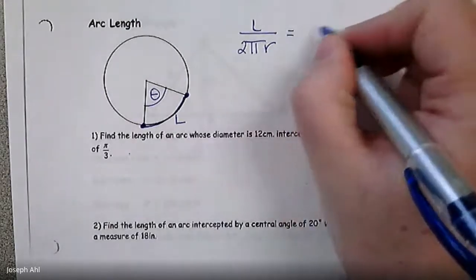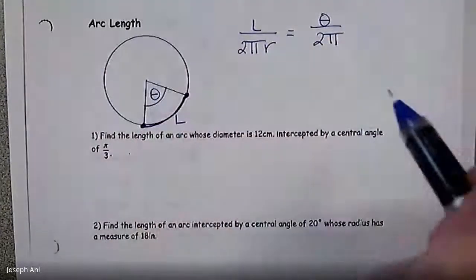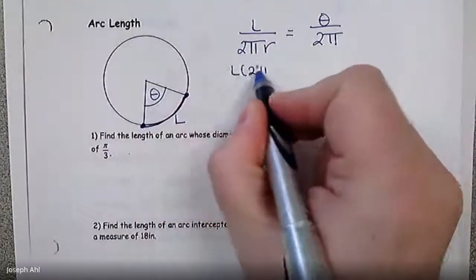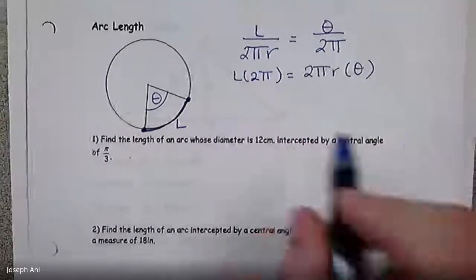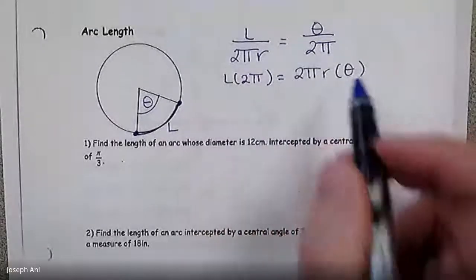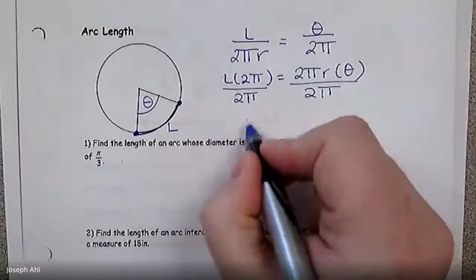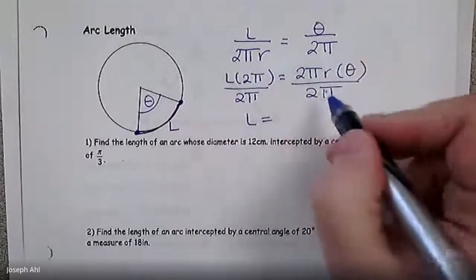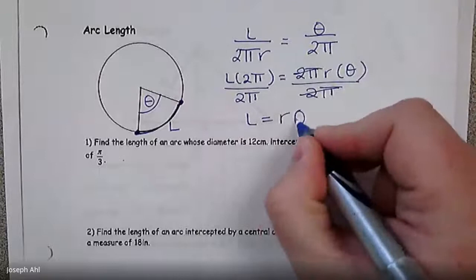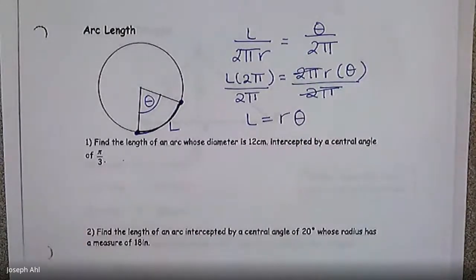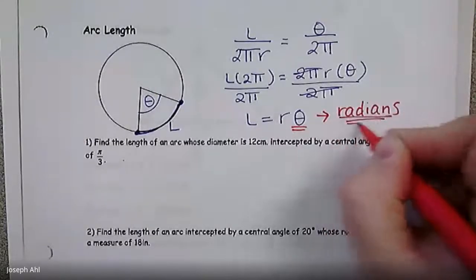So from there, we've got theta over 2 pi over here. We're going to compare the central angle to the total number of radians in a circle. Go ahead and cross multiply just like we did when we did area of a sector. So the length times 2 pi equals 2 pi r times theta. And in that last step, divide the 2 pi over to get that the length equals, look how nice the cancellation happens this time. 2 pi and 2 pi go away. So the length is equal to r times theta, where theta must be in radians again, okay?